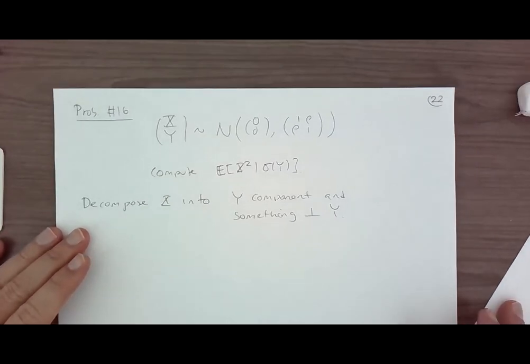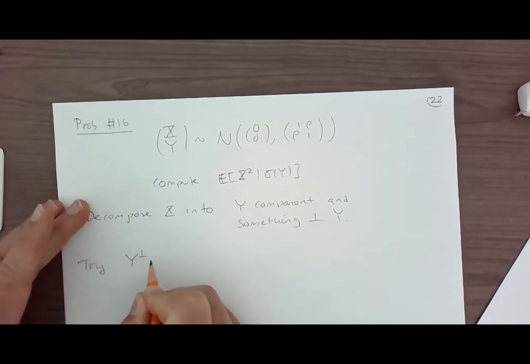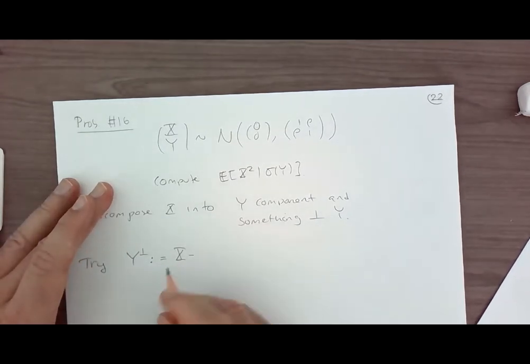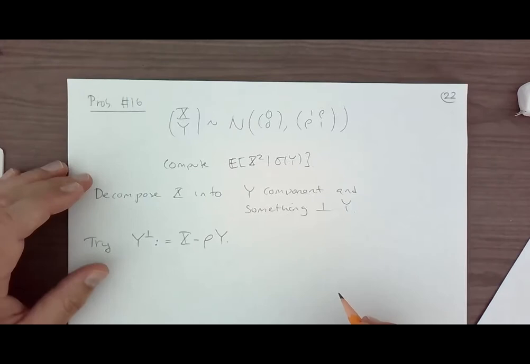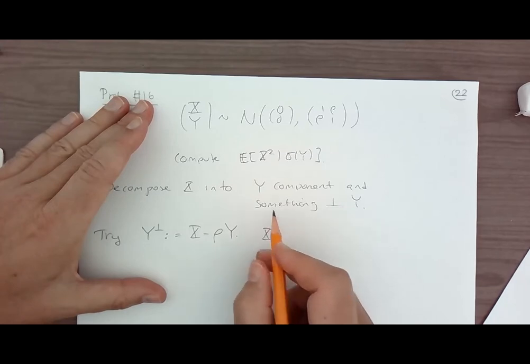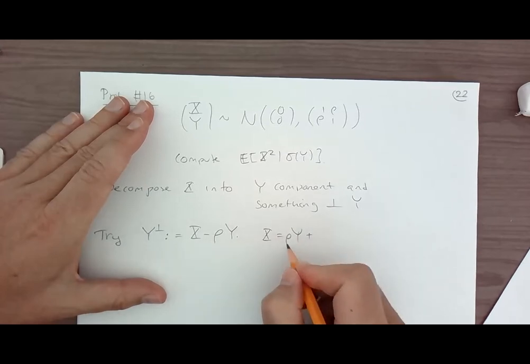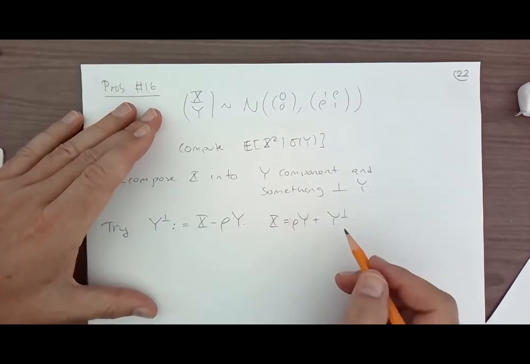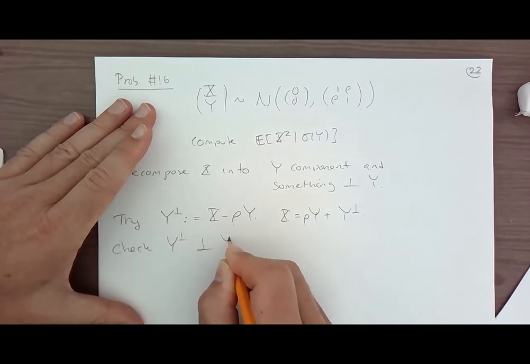We talked about it in class that there was a way to do this. We said, why don't we try to define a random variable, which is x minus this rho, the correlation up here, times y. Then definitely x is decomposed into something that involves y, and then this y perpendicular. So x is equal to rho y plus y perpendicular. What remains to check is that this y perpendicular is independent of y.